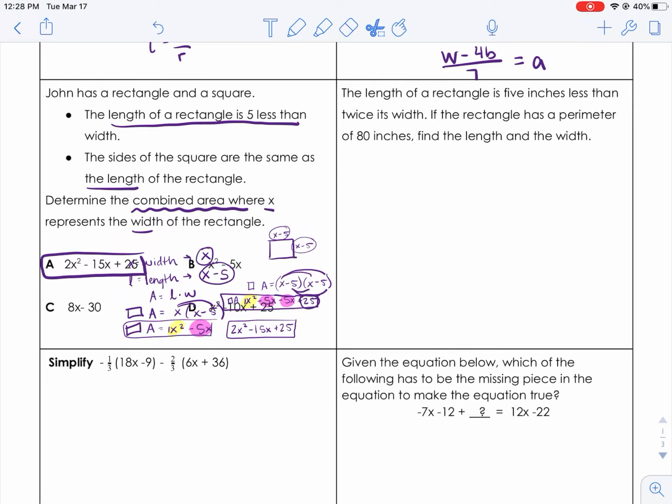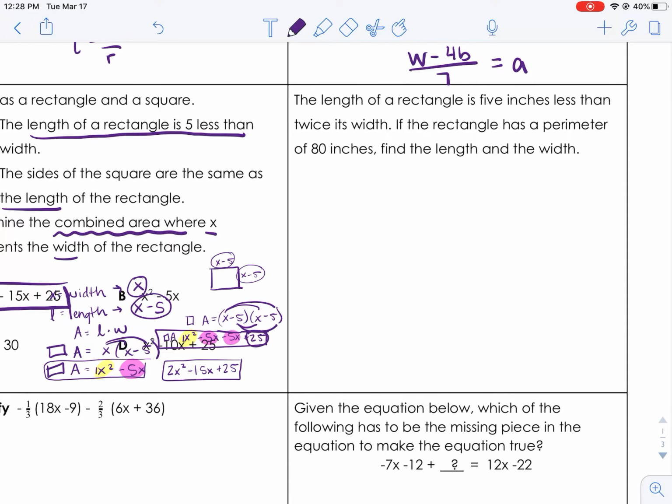Okay, next problem, another word problem. The length of a rectangle is 5 inches less than twice its width. So we're talking about the length of a rectangle. We'll say L equals length. And it's 5 inches less than twice its width. Well, twice its width tells us that we're going to say 2 times our width. And then 5 inches less than that should tell us that we're subtracting 5.